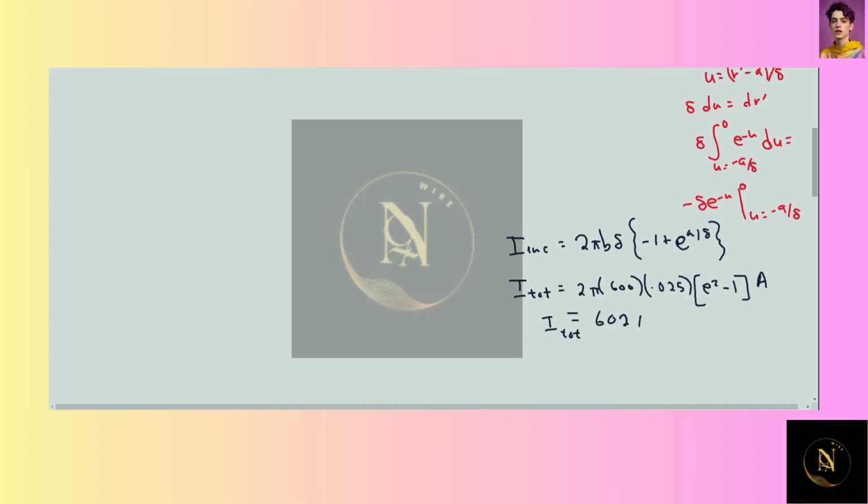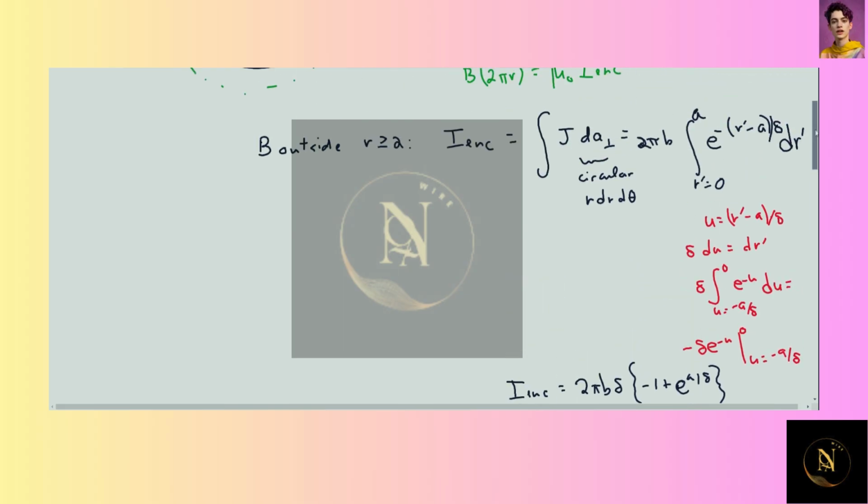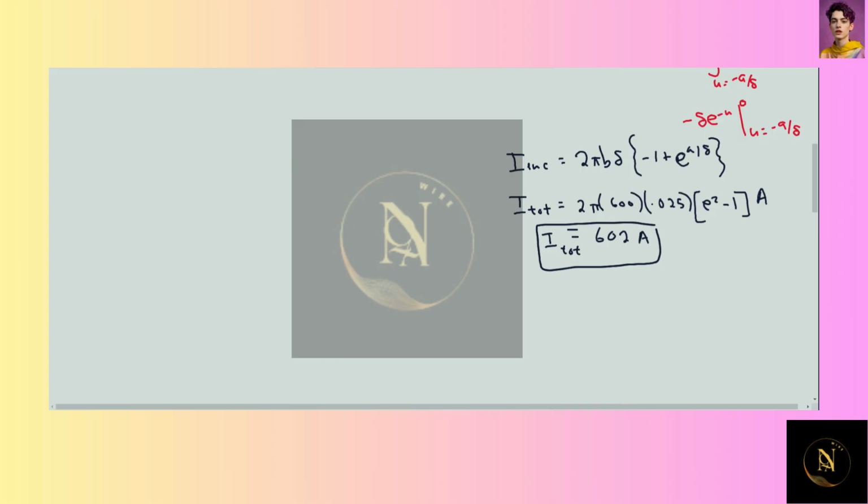So I'm getting something a little bit over 600 amps. Okay, so a nice numerical value. With that, finally, we can put this together with the left-hand side: B times 2 pi r equals mu naught times I total. And mu naught is the permeability of free space, so that has a constant value of 4 pi times 10 to the minus 7 Tesla meters per amp.